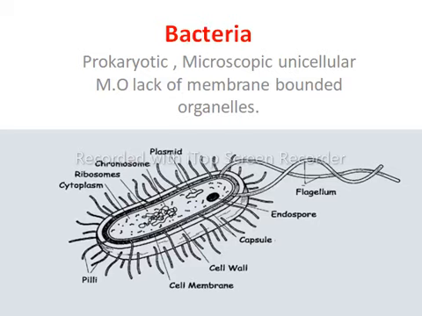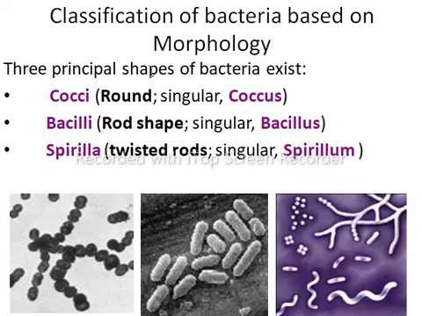In this video lecture, the topic under discussion is bacteria. Bacteria are the most abundant microorganisms on earth. They are prokaryotic, microscopic, unicellular microorganisms that lack membrane-bounded cell organelles. Bacteria are classified based on cellular morphology. The general appearance of individual bacterial cells under the bright field of a compound microscope is known as cellular morphology.